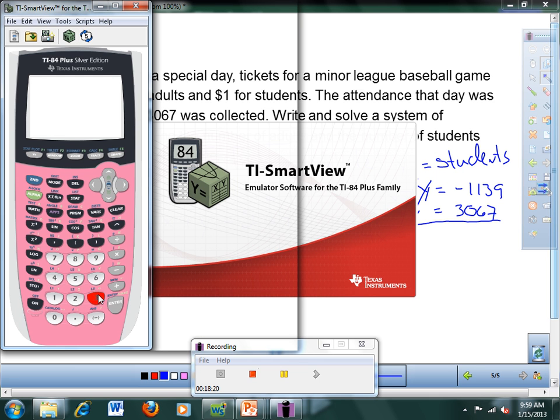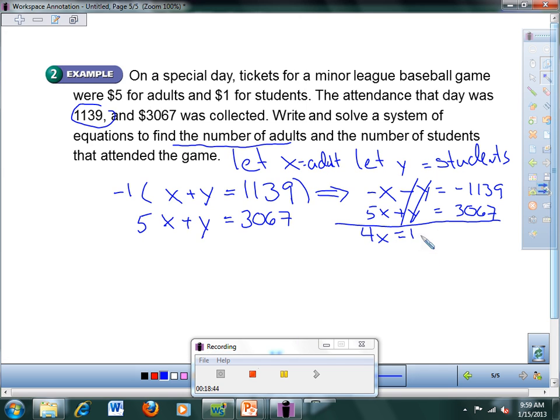Okay, so I'm going to go 3067 minus 1139, and I get 1928. And then I divide both sides by 4. Divide both sides by 4. And I get x is 1928 divided by 4. That's 482. Right? So that's the number of adult tickets sold.